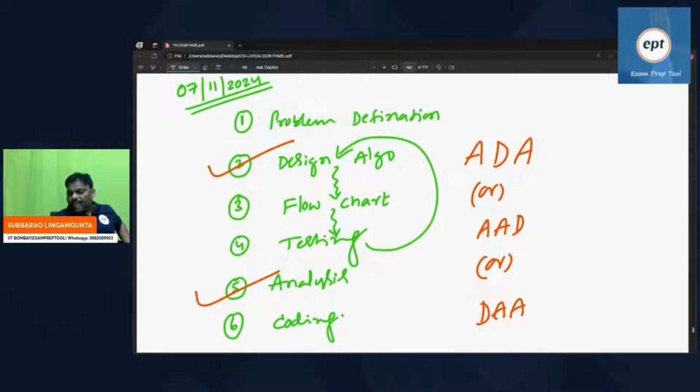However, there are no standard steps. I cannot say everyone will follow 6 steps only. Some people may follow 5 steps, some people will follow 10 steps. But directly or indirectly, the major things are designing an algorithm and analyzing an algorithm. There is an algorithm subject also called ADA or AAD, algorithm analysis and design, or design and analysis of algorithms. So this is our concentration.